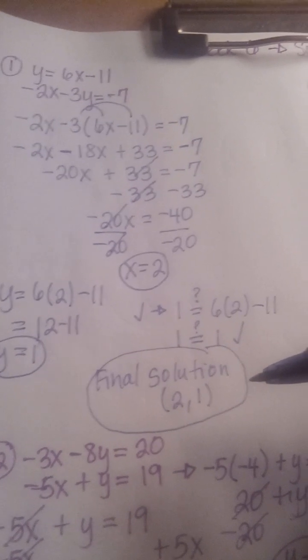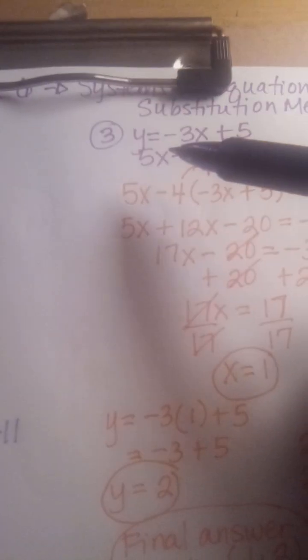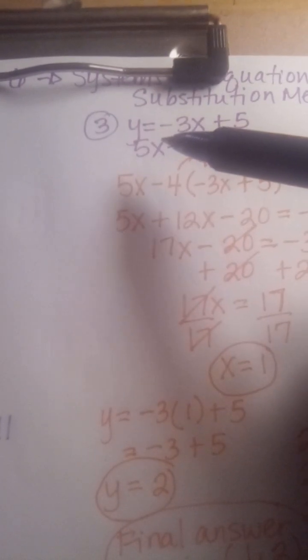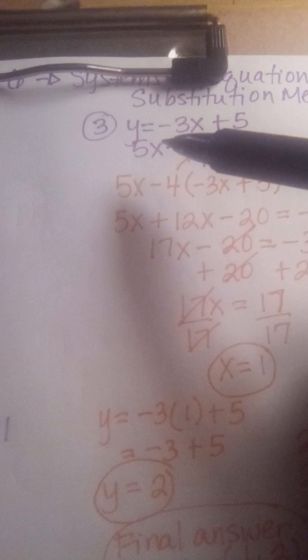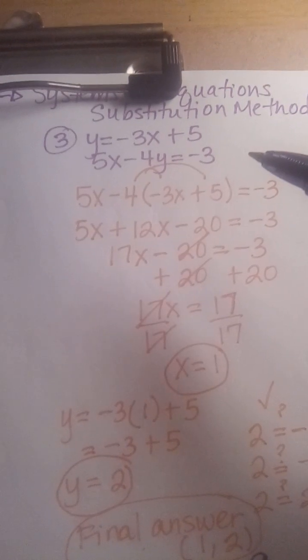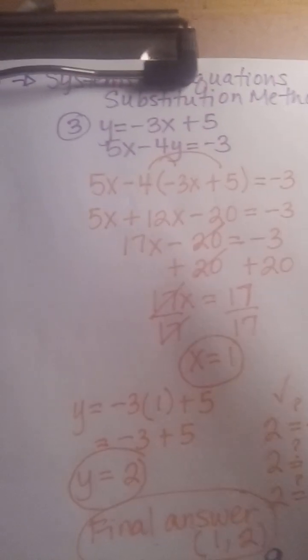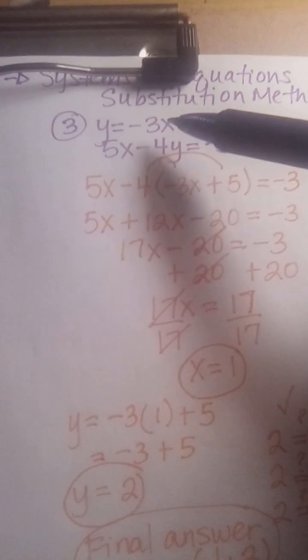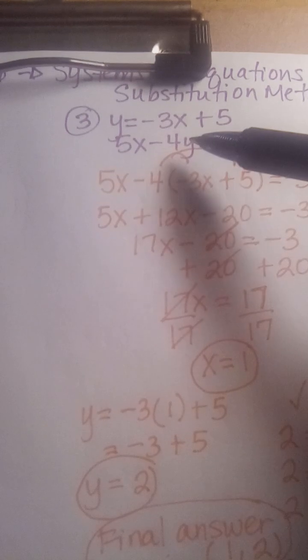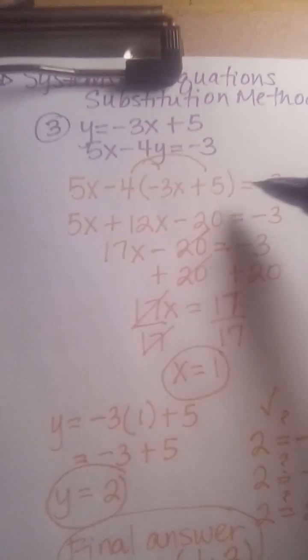All right, let's go to number 3. Same scenario as the previous problem. Y equals negative 3x plus 5, instead of the positive from the previous problem. Then the second part is 5x minus 4y equals negative 3. You see the substitution for this in place of y in the second part. So this is how it looks.